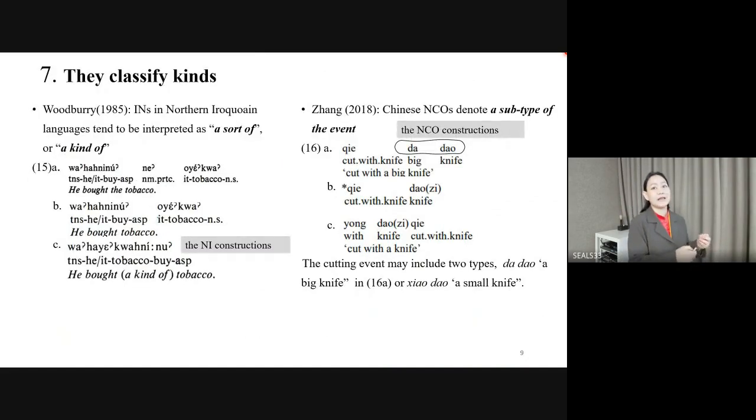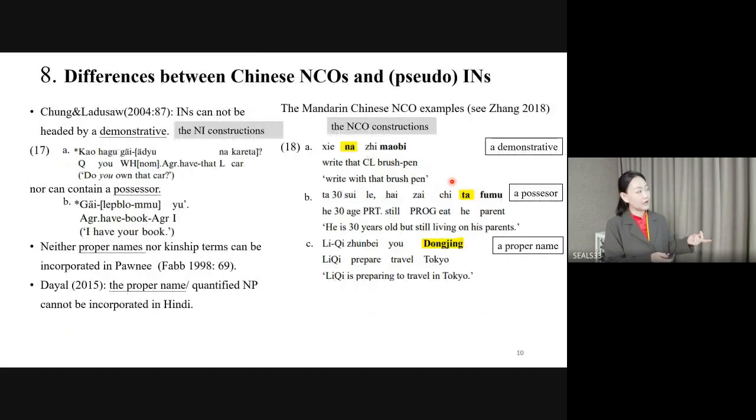symmetric trait they share, that is they can classify kinds. In this study, they said that the incorporated nominal in Northern Equatorian can be interpreted as a sort or a kind of. It does not denote a specified entity or individual. And it is the same in non-canonical object in Chinese. That is, in the cutting event, we can see use the small knife or a big knife. And the difference is here, that is they can take demonstratives, they can take possessors, and a proper name can be the non-canonical object, that the non-canonical object can, but the incorporated nominal cannot. Okay, because they raise the claim that a proper name has DP properties, and the pseudo-incorporated nominals are an NP, and the verb cannot take a DP.